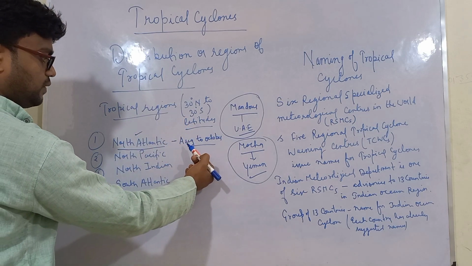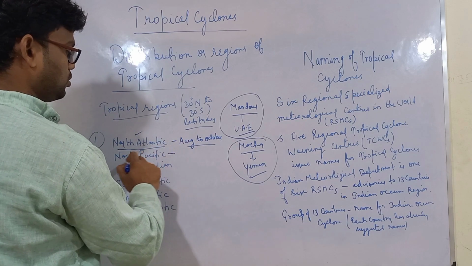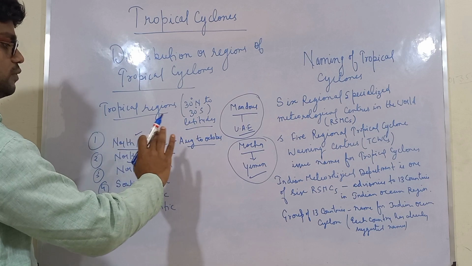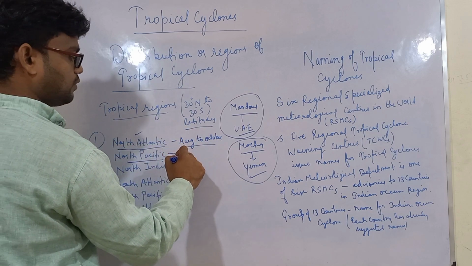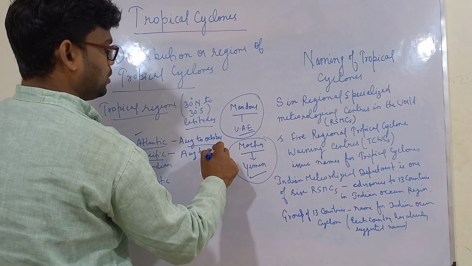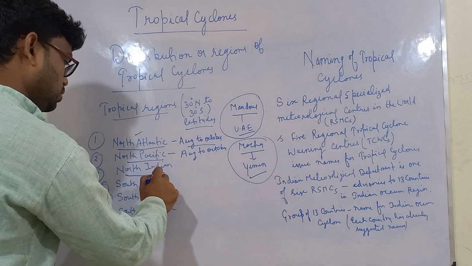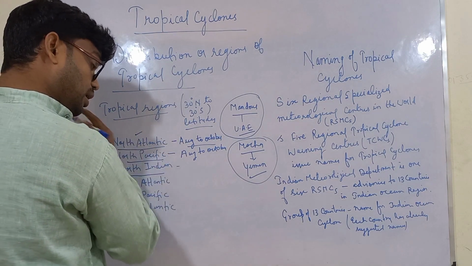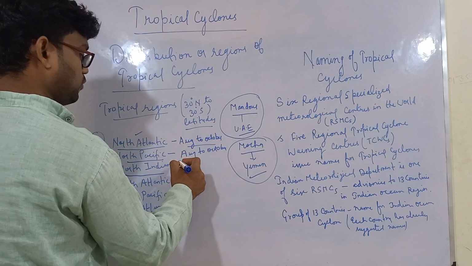So in the North Pacific Ocean, August to October. Similarly, in the portion of the North Pacific region which lies in the tropics, we will see that between August to October maximum cyclones are formed. In the North Indian Ocean, we will have two major periods where cyclones are formed.